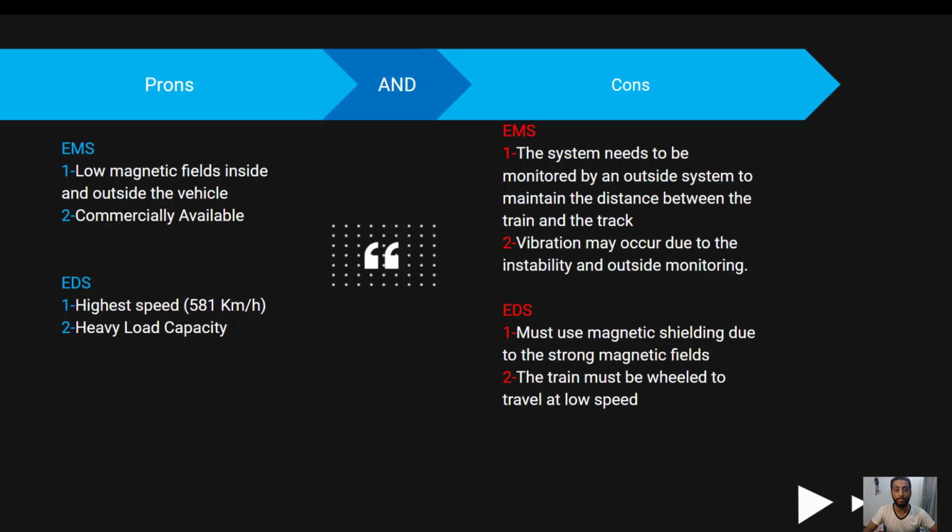Going to the most interesting part, which is pros and cons. Starting with electromagnetic suspension, it has low magnetic fields inside and outside the vehicle, and is quite cheap and commercially available. Electrodynamic suspension offers the highest speed, about 581 km per hour, and a heavy load capacity. Going to the disadvantages, the electromagnetic system needs to be monitored by an outside system to maintain the distance between the train and the track, and vibration may occur due to instability and the outside monitor. The disadvantages of electrodynamic suspension are that it must use magnetic shielding due to the strong magnetic fields, and the train must be wheeled, especially at low speed.